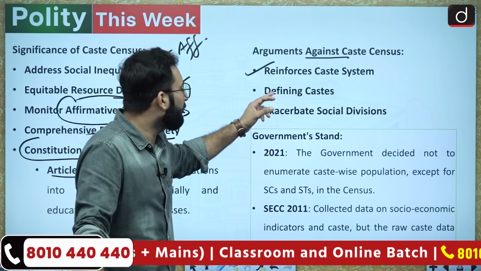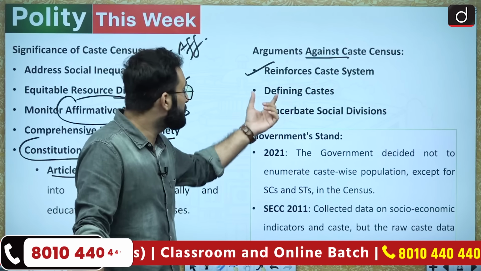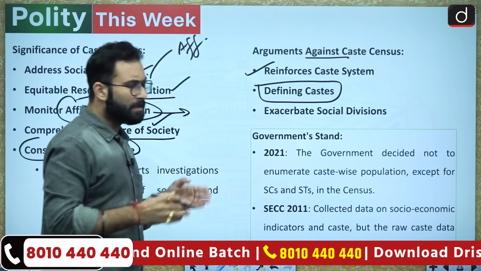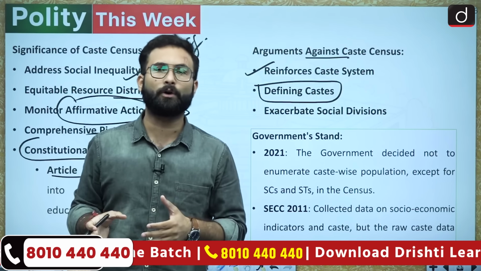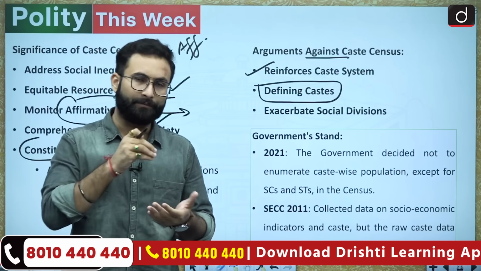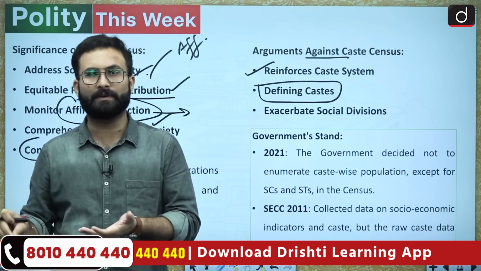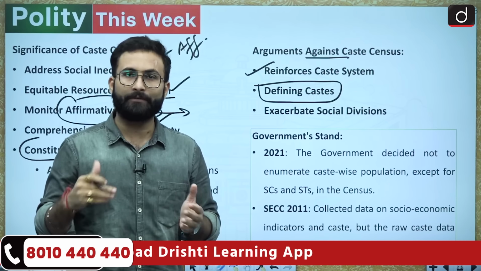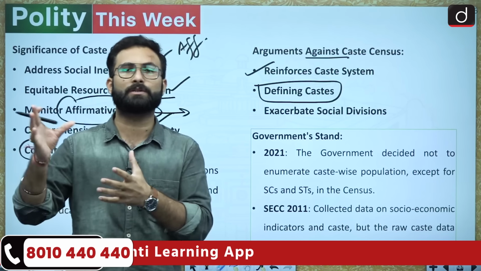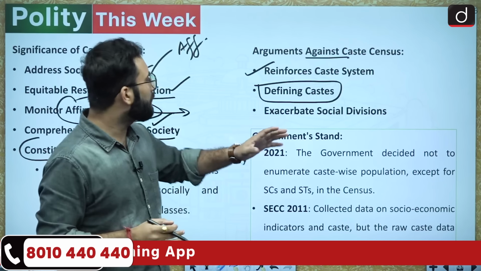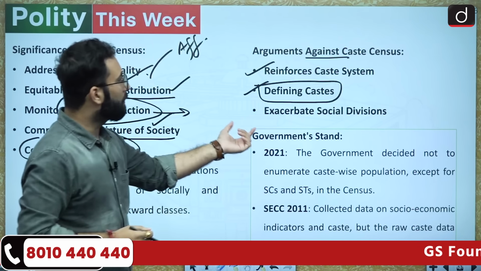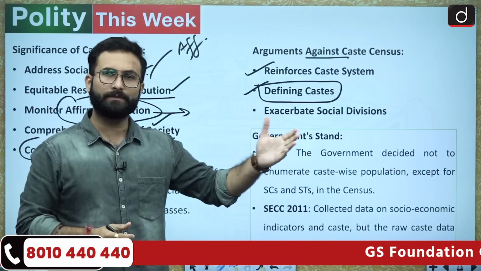Then defining the caste is again a problem, because Indian society is divided on various lines: we have religion, then various sects. When we talk about caste, there is no dearth of castes. Everyone has a different story of their own caste, so ultimately you will not be able to define it. And then it exhibits social division, which we have already discussed.